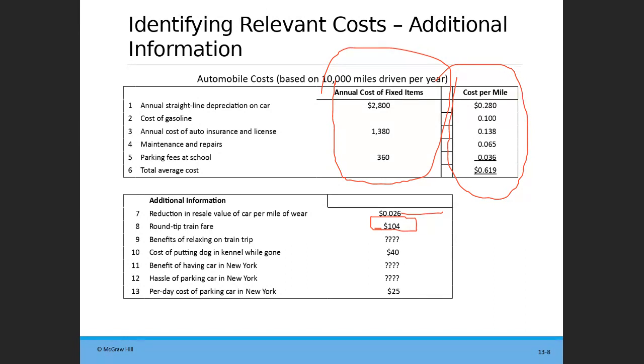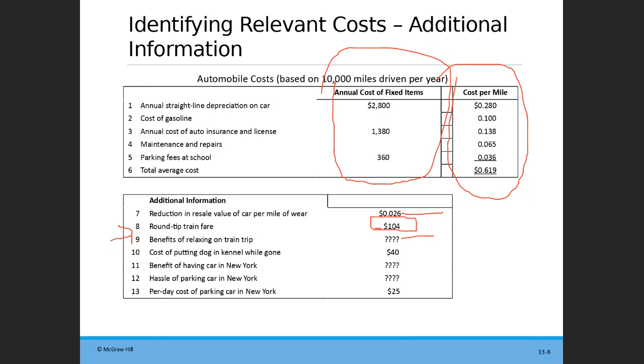Apparently, it's going to cost $104 to get the ticket. Here's a benefit, somewhat intangible, because it's got question marks, but yeah, it's easier and nicer to ride a train than to drive, especially from big cities like Boston and New York on the East Coast. I've never driven in New York, but I've driven in Boston, and it's not fun.